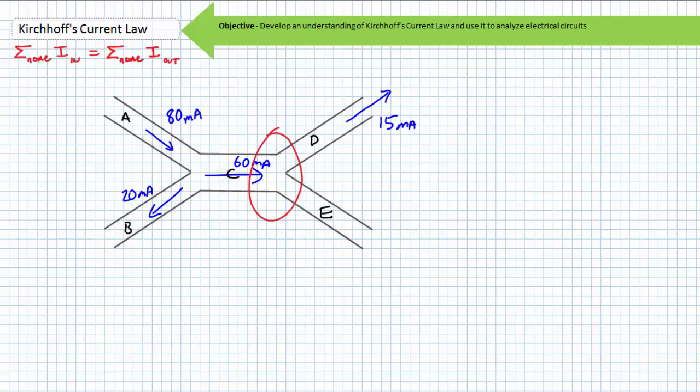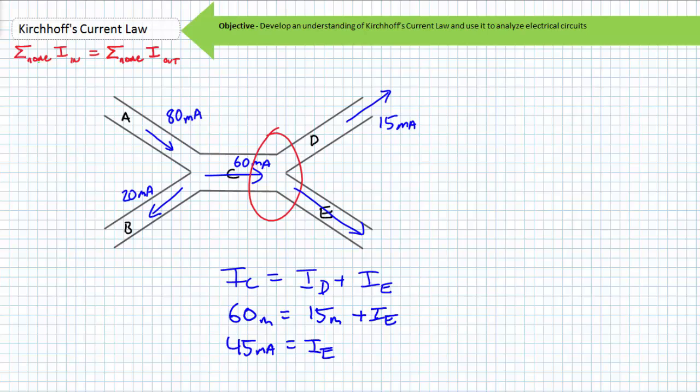Moving on to the other junction and assuming our unknown current IE is leaving the junction, our KCL analysis suggests that incoming current IC equals the summation of our two outgoing currents, ID plus IE. Our KCL equation for this junction is IC equals ID plus IE. Substituting in the necessary values and solving for IE, we find IE to be 45 milliamperes. Our initially assumed direction of outgoing current is correct because we found this current to be positive in magnitude.